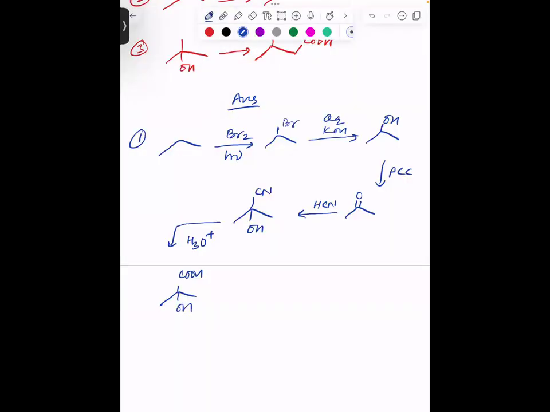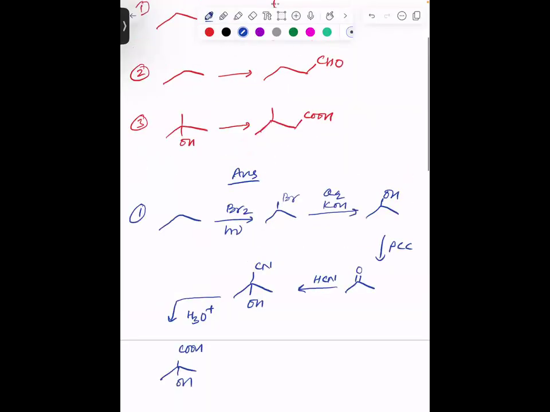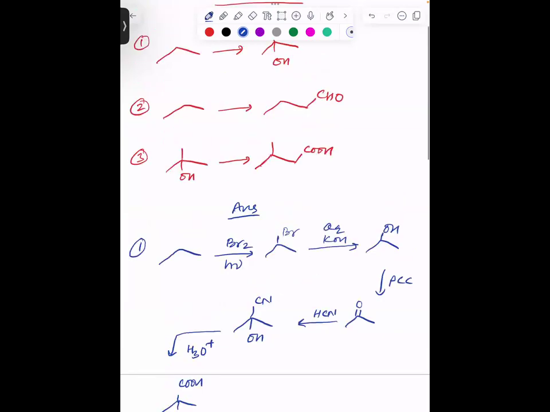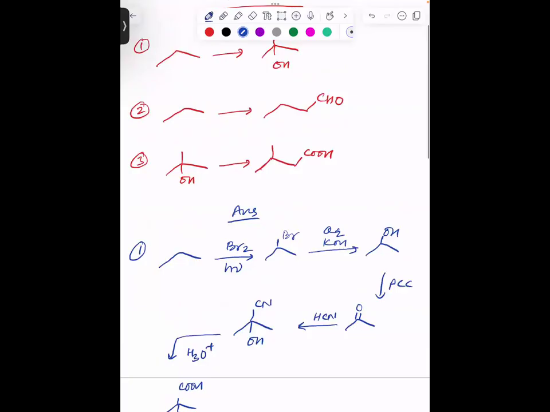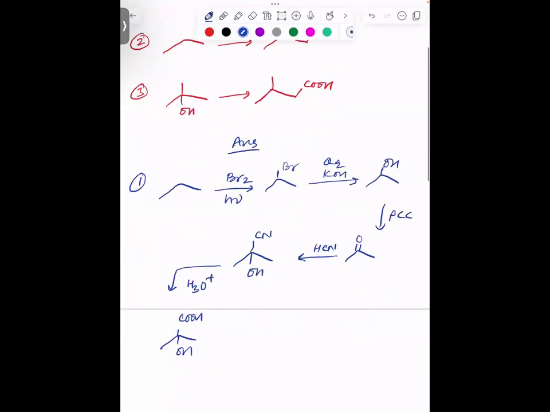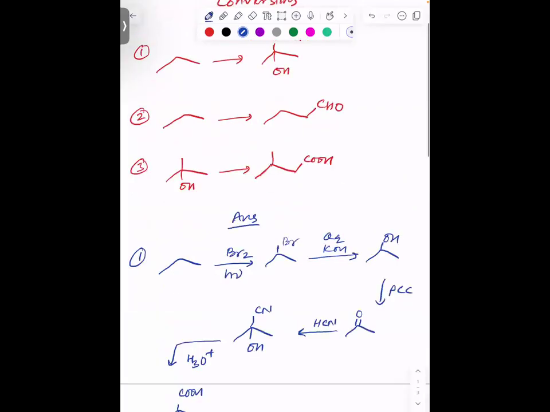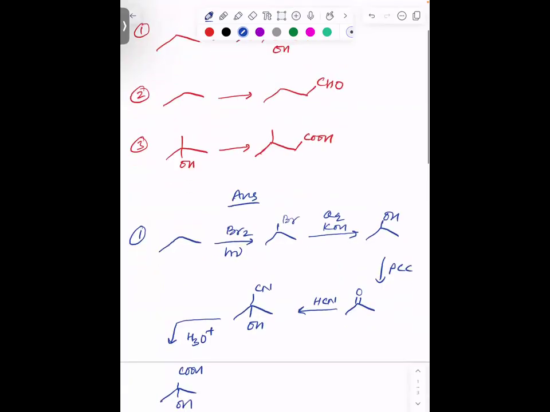So write down the answer first. This is the conversion for the first question, propane to 2-hydroxy 2-methyl propanoic acid. Quick. Over. Now come to propane to butanol.